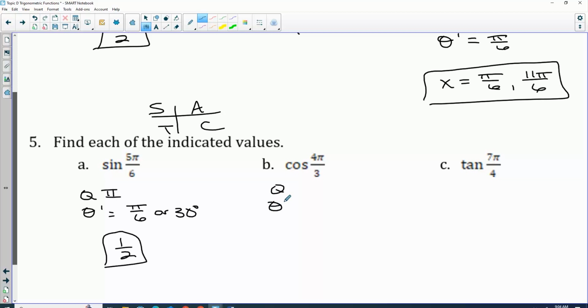Cosine of 4 pi over 3. What quadrant is that? Reference angle is just 60, pi over 3 or 60 degrees. In quadrant 3, tangent is positive, so cosine would be negative, and the cosine is 60.